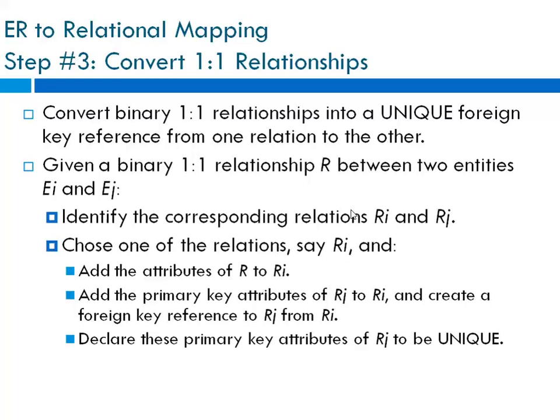Add the primary key attribute of the second table into this table and create a foreign key reference to Rj from Ri. So the other table that we have left, from that the primary key is taken and its attribute will be added to Ri, the table that we have taken here, and there will be a foreign key reference to it. Declare these primary key attributes of Rj to be unique. Now the combination of the attributes of the relation and the foreign key that we have just added will be the primary key of the table.